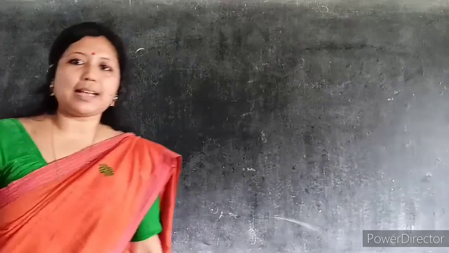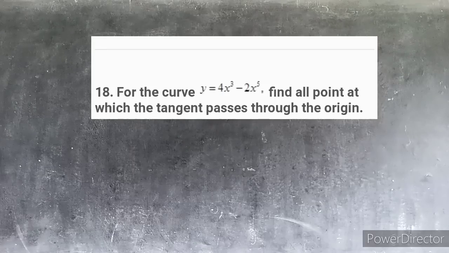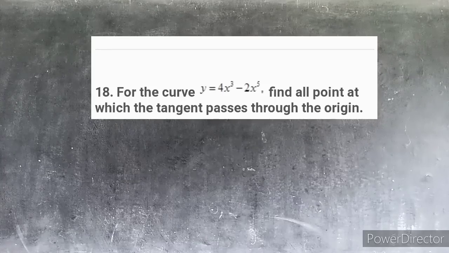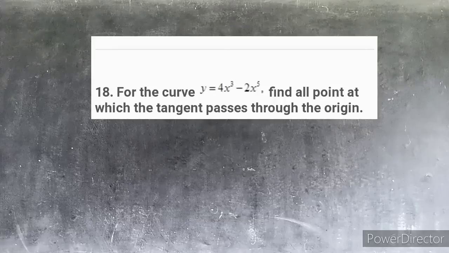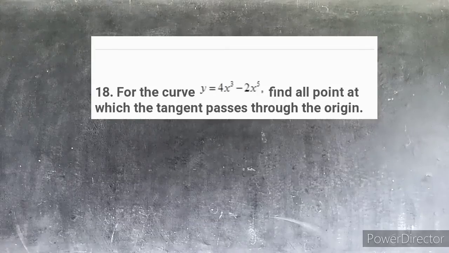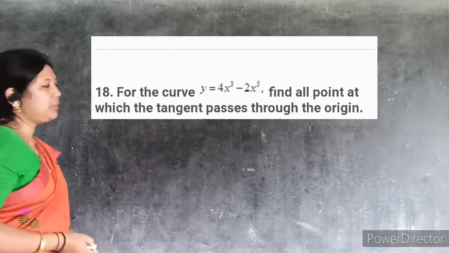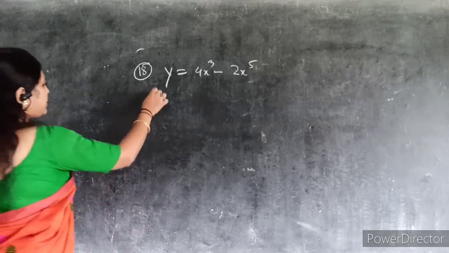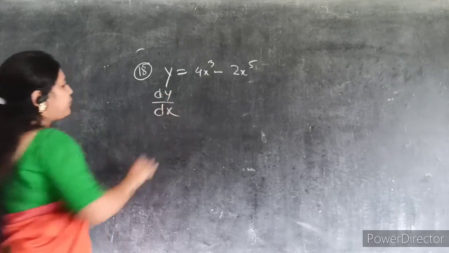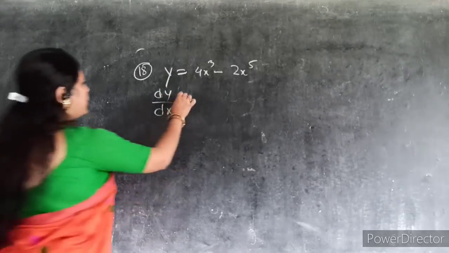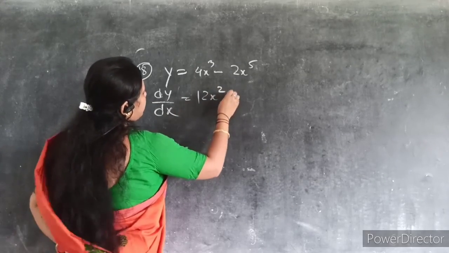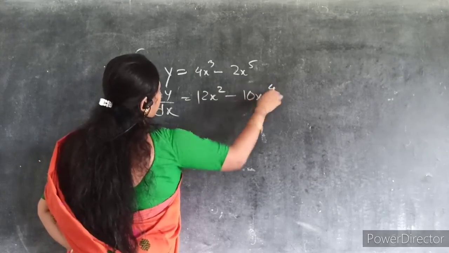Okay, so let us see the next question. For the curve y equal to 4x cube minus 2x to the power 5, find all the points at which the tangent passes through 0, that is 0, 0, the origin. Okay, student, so this is the curve here. Let us find dy by dx, the first derivative. That is given to be 12x squared minus 10x to the power 4.